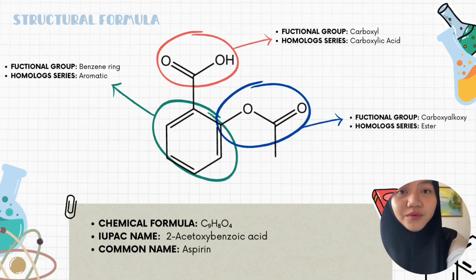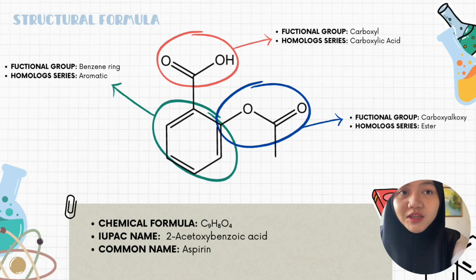First, we can see the functional group called the benzene ring, also known as aromatic in the homologous series. Benzene ring is an aromatic functional group characterized by a ring of 6 carbon atoms bonded by alternating single and double bonds. Next, we can see the functional group carboxyl, also known as carboxylic acid in the homologous series. Carboxyl group is a combination of two functional groups attached to a single carbon atom, which are hydroxyl and carbonyl. Last but not least, we have a functional group known as carboxyalkoxy, also known as ester in the homologous series.